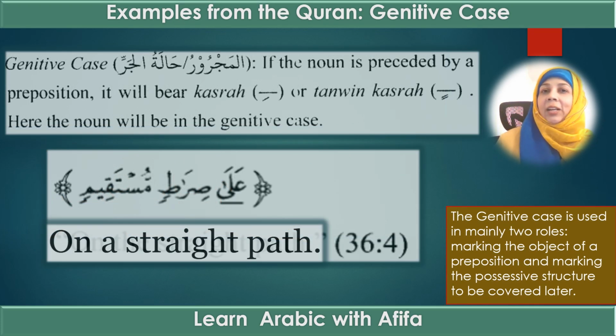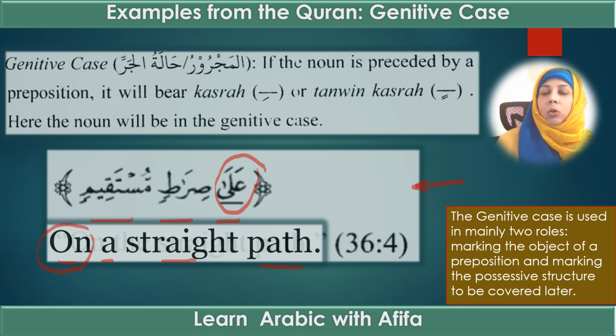So let's take a look at another example from the Quran. Ala siratim mustaqimin, on a straight path. So now can you tell me what is ala? It is a harful jar, a preposition to mean on.